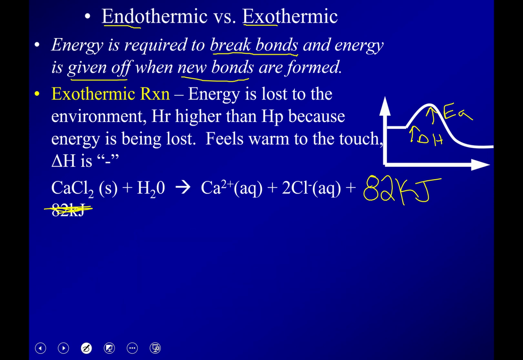So, real quick, exothermic reaction, a good example would be like a hot pack. When you break the inner parts of a hot pack, they give off energy. It's because energy is being lost. More energy is being given off when new bonds are formed than what's required to break those bonds. You're always going to have bonds that are being broken and reformed. It's what's the net gain when that happens.